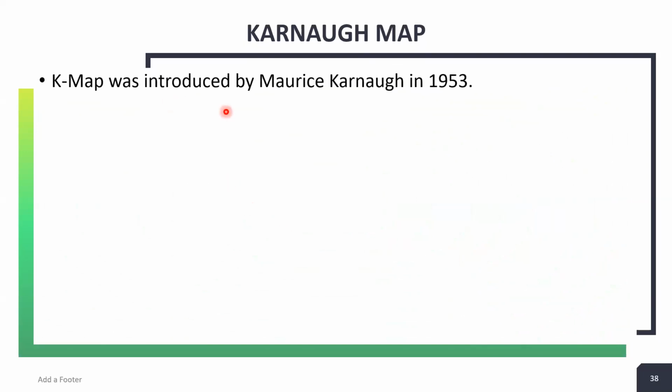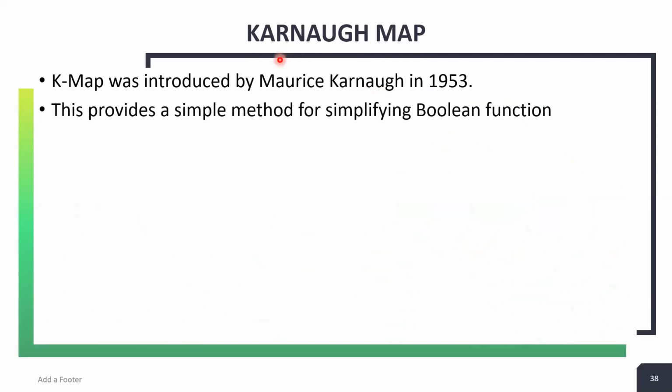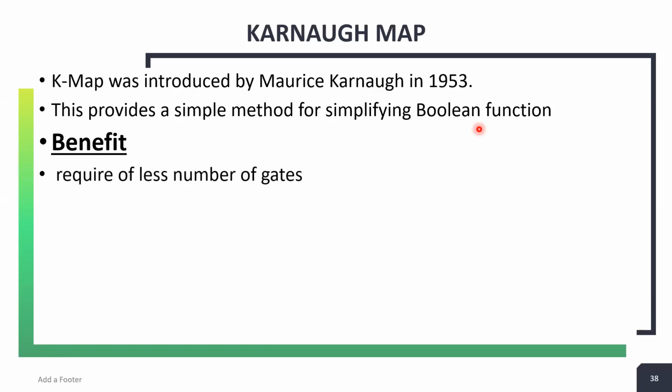The K-map was introduced by Maurice Karnaugh in 1953. It is named after the person who invented this concept, so on his name we call it the Karnaugh map. This provides a simple method for simplifying our Boolean functions. Benefits: it requires a smaller number of gates, so through this procedure you use fewer gates and need less cost.